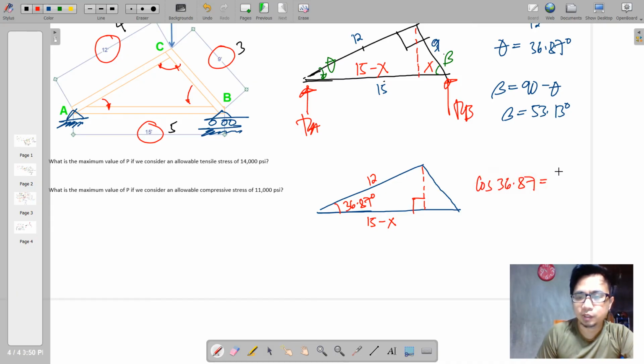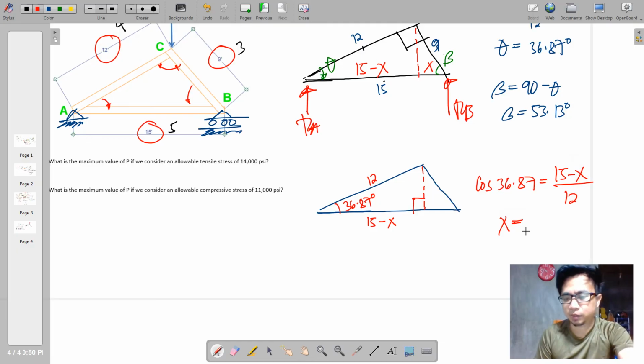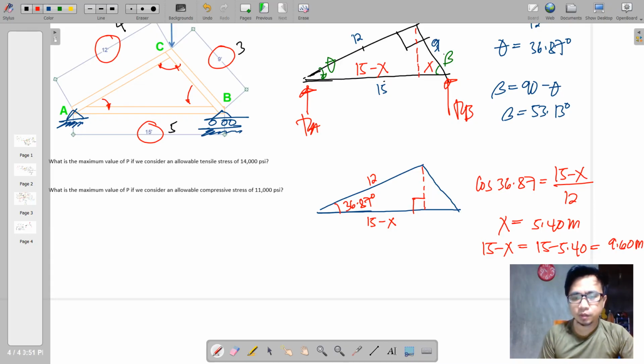36.87, adjacent is 15 minus x all over hypotenuse 12, so we can get x. So x is obtained, which is equal to 5.4 meters, and 15 minus x is 15 minus 5.4, which is 9.6 meters. Now we are ready to take moments at both supports.